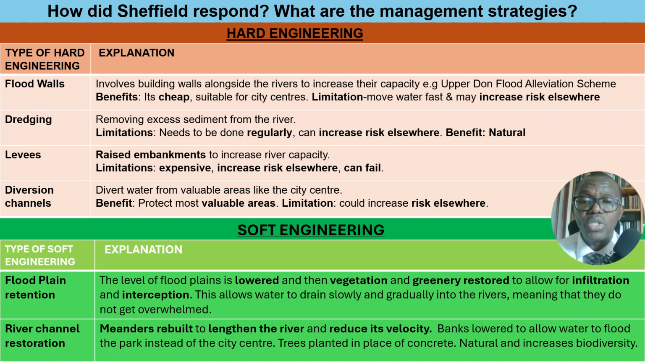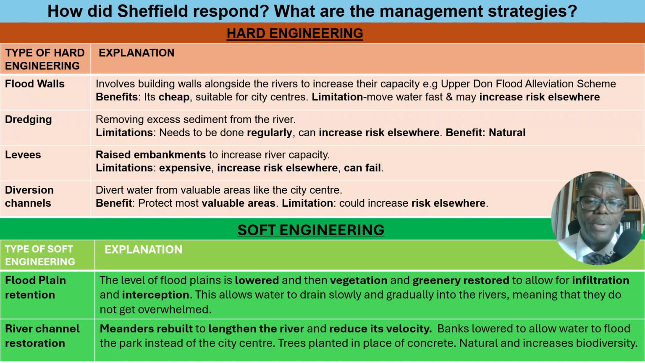And this was put in place after this particular flood. And if we are talking about a flood alleviation scheme, it's a scheme where they are trying to get rid of that particular flood risk. And this one is particularly in the upper part of the Don River, or the River Don rather. Okay, so what are the benefits?